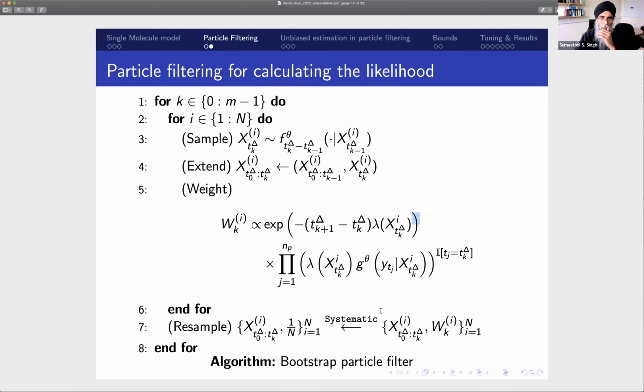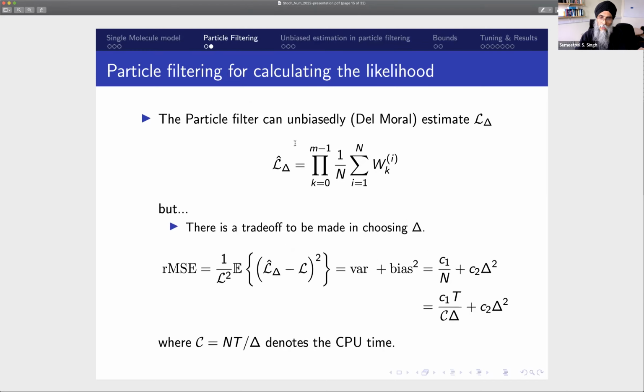Okay, so this is a simple algorithm to do. It involves simulating state values forward, reweighting them and resampling them. And once you've done this from time 0 to capital T, where you need to visit every discretization time, T1 delta, T2 delta, until the final discretization time, which coincides with capital T, you collect your importance sampling weights and form the simple estimate, which is the product of the averages of the weights you created from time 0 to capital T. And this is well known to unbiasedly estimate L delta.